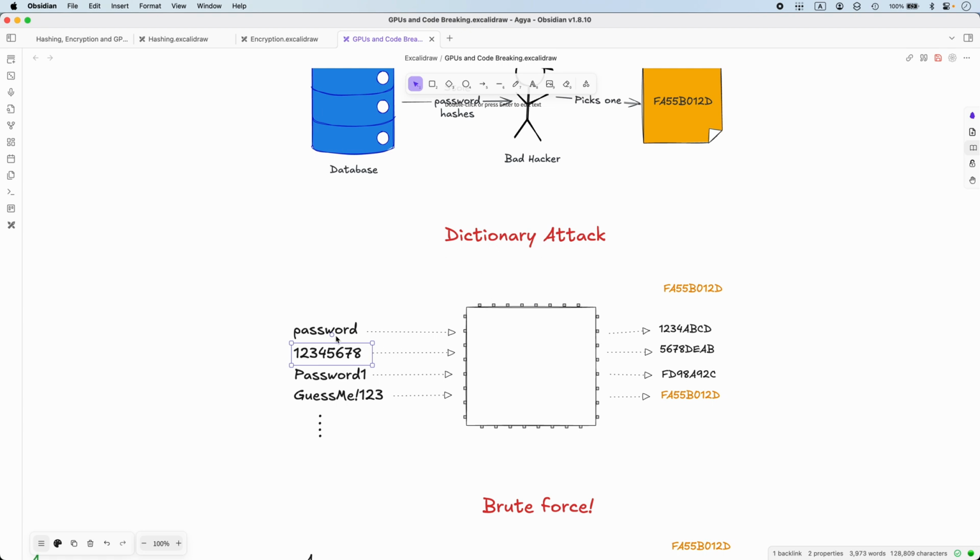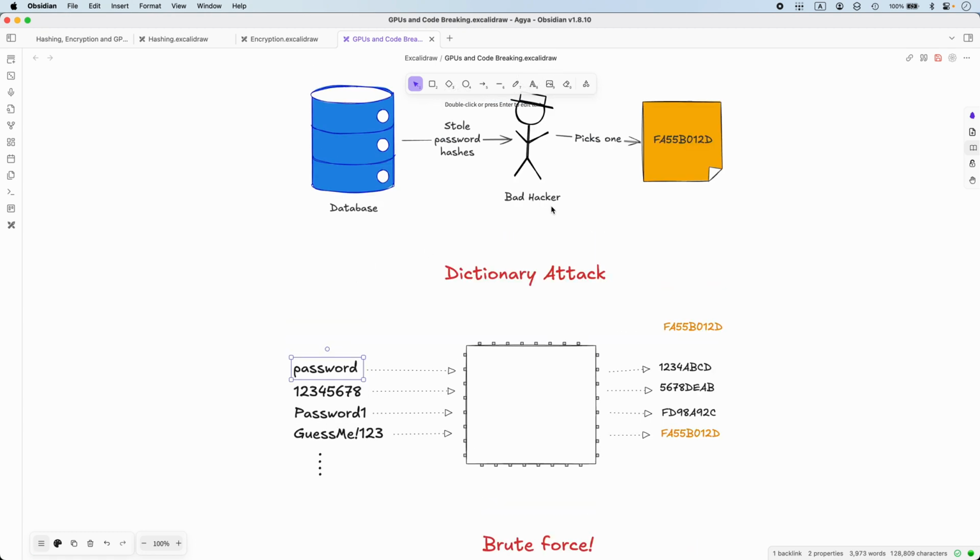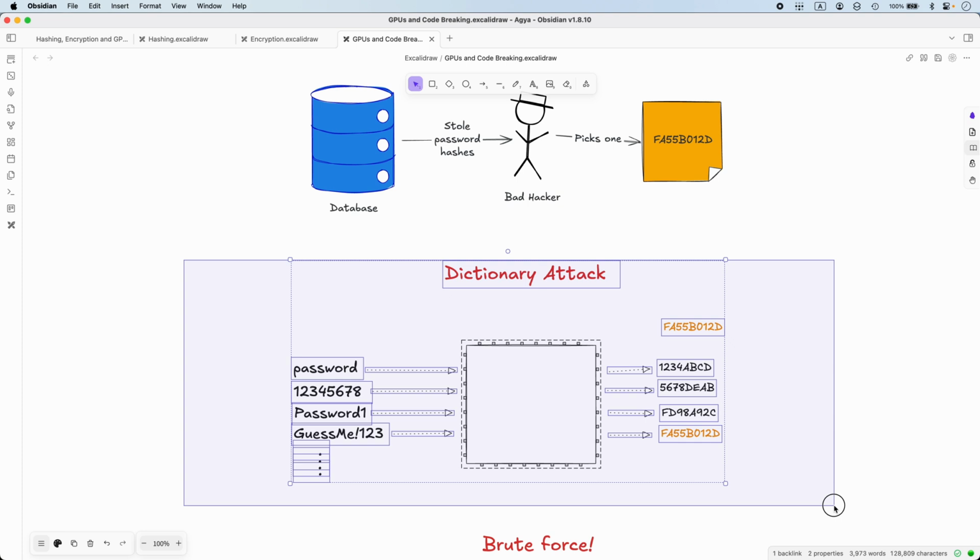So a dictionary attack has a list of such passwords, and it will try to break them. It will use a hashing mechanism, that algorithm. This is to denote the chip, which is running the hashing algorithm. So this input goes in, this output comes out. This input goes in, another output comes out. This goes in, this comes out. And let us say, guessme or exclamation mark 123, this is what your password was, and it feeds it, and this hash comes out. He's looking for this one, right? That's it. So this is the mechanism of a dictionary attack.